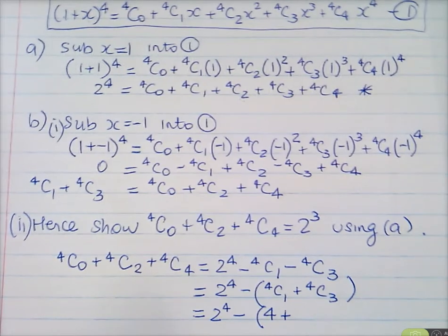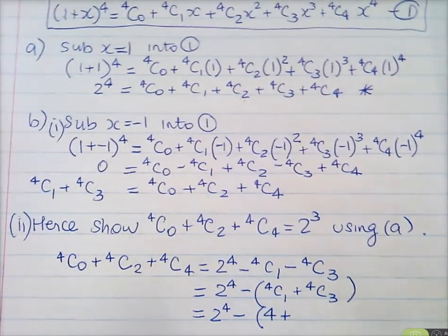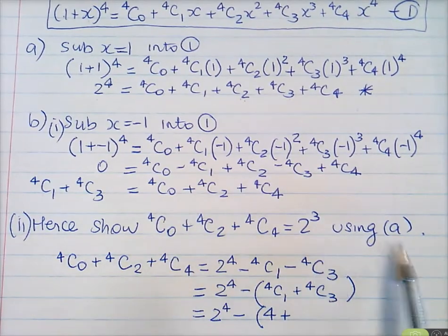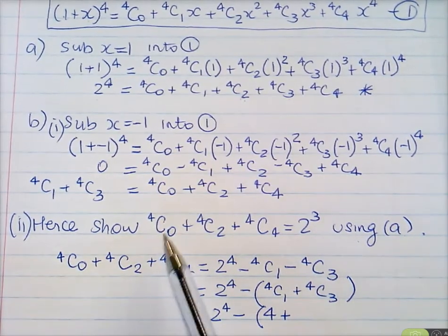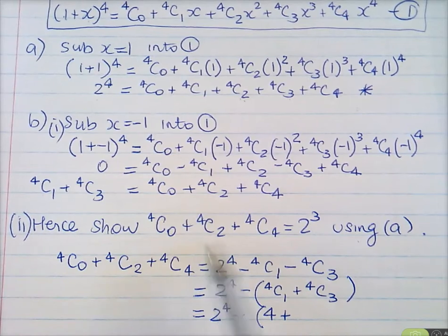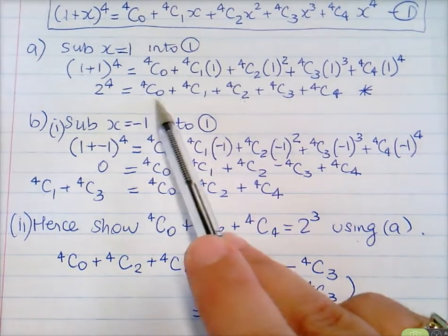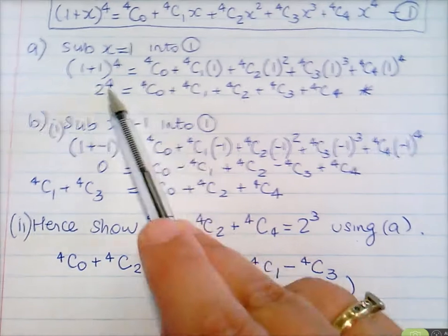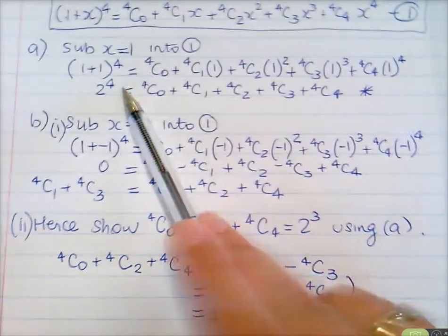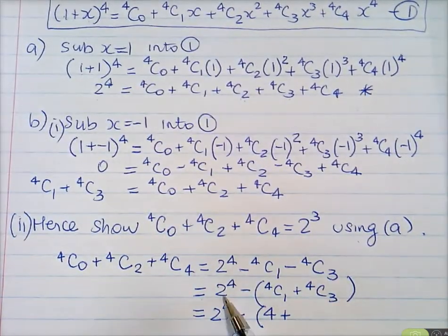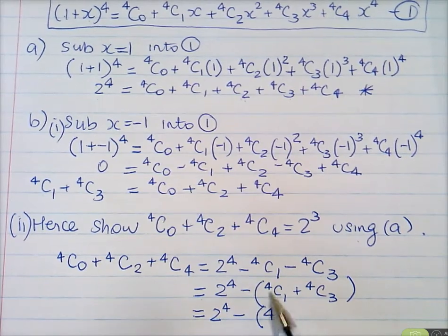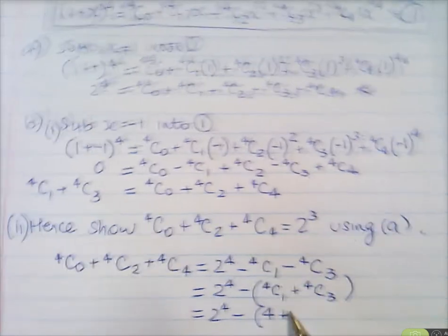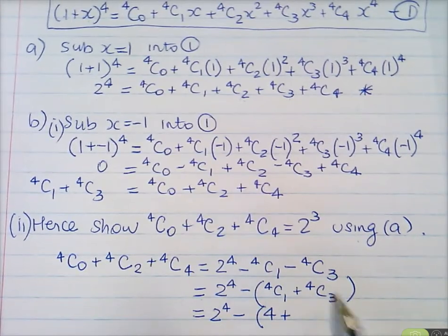Okay, girls, not sure where I had this video paused, so not sure where I've restarted. But we're trying to show this result using the result from part A. So we know that 4 choose 0 plus 4 choose 2 plus 4 choose 4, if we're using this result, equals 2 to the power of 4 minus 4 choose 1 minus 4 choose 3, which is 2 to the power of 4 minus, I'm going to put them in brackets, but I really don't have to, minus 4 choose 1 plus 4 choose 3.